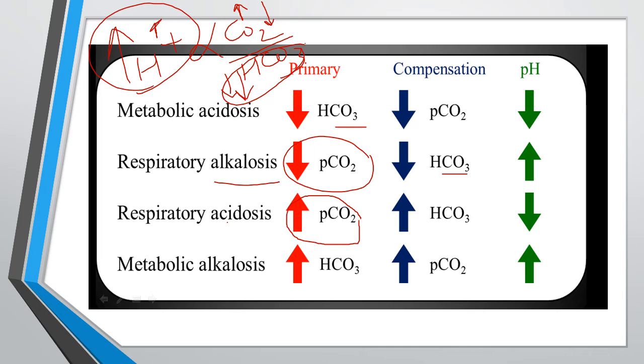So now how will the body compensate? The body has to compensate by increasing the alkalotic component, that is, it has to increase the bicarbonate.